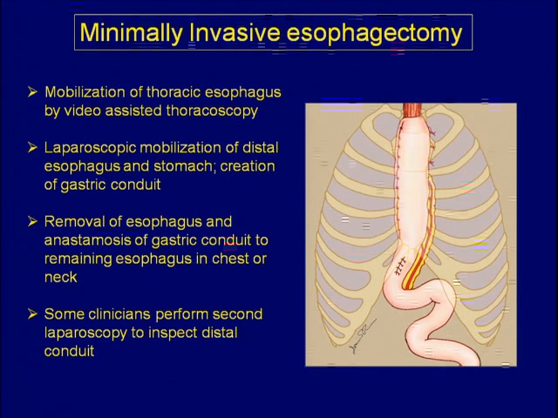So the esophagus is removed, the gastric conduit is pulled all the way up, and there's an anastomosis in the neck. And some clinicians, at the end of the procedure, will perform a laparoscopy again to inspect internally that all the parts are back where you want them and nothing is kinked, to actually look at the efficacy of the intra-abdominal portion of the procedure.